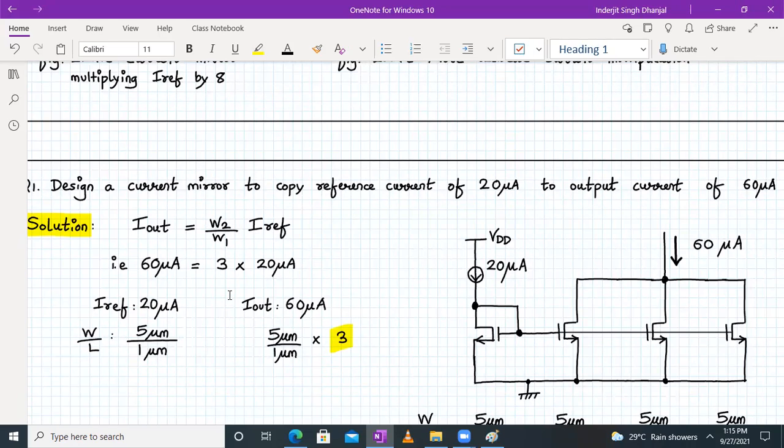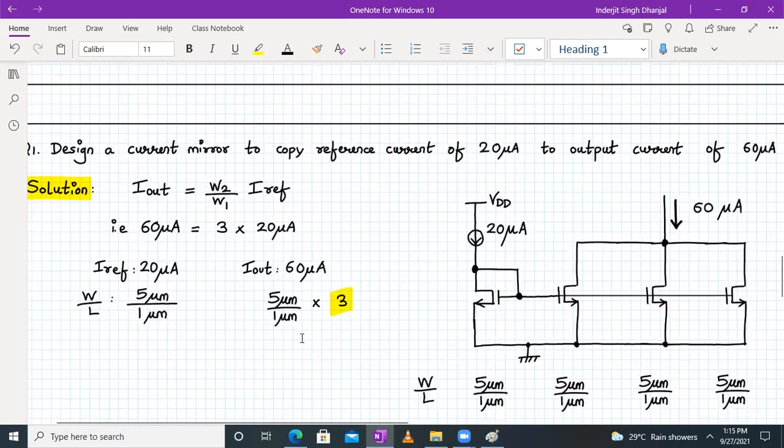What we make is, we make unit copies. So let's say I reference is 20 microamperes. So W by L, we take it for the transistor as 5 micrometer divided by 1 micrometer. We'll treat this as a unit transistor, and that we will copy it, right? So the number of transistors required for I out will be 3. If you make 3 copies of it, you will get the ratio W2 by W1 as 3, right? This is the unit cell approach.